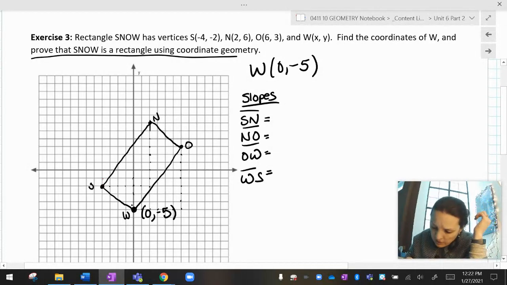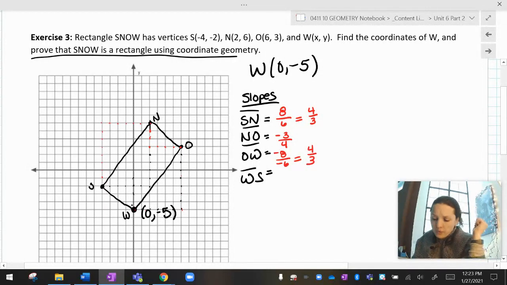To get from S to N, I'm going up 1, 2, 3, 4, 5, 6, 7, 8, over 1, 2, 3, 4, 5, 6. So up 8, right 6, which reduces to 4/3. NO, down 3, right 4, negative 3/4. Ooh, I'm seeing opposite reciprocals. OW, down 8, left 6, negative 8 over negative 6, another 4/3. And then WS, down 3, right 4.